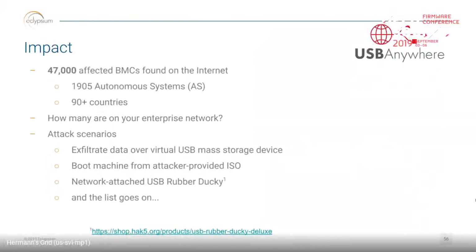Okay, so the impact of this, once I found it, I knew that people hook BMCs on the internet, so that's bad. I did a scan of the internet. 47,000 affected BMCs were on the internet. They span 90 plus countries, 1,900 ASs, so 1,900 separate network operators. And this says nothing about how many are on enterprise networks, right? This is simply what's literally open on the internet.